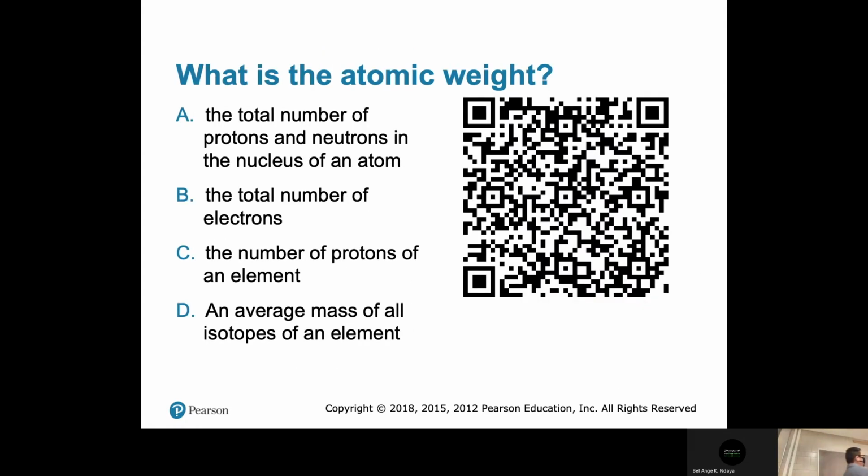All right. So your next QR question. What is the atomic weight? Is it the total number of protons and neutrons in the nucleus of an atom? Is it the total number of electrons? Is it the number of protons of an element? Or is it an average mass of all the isotopes of an element?